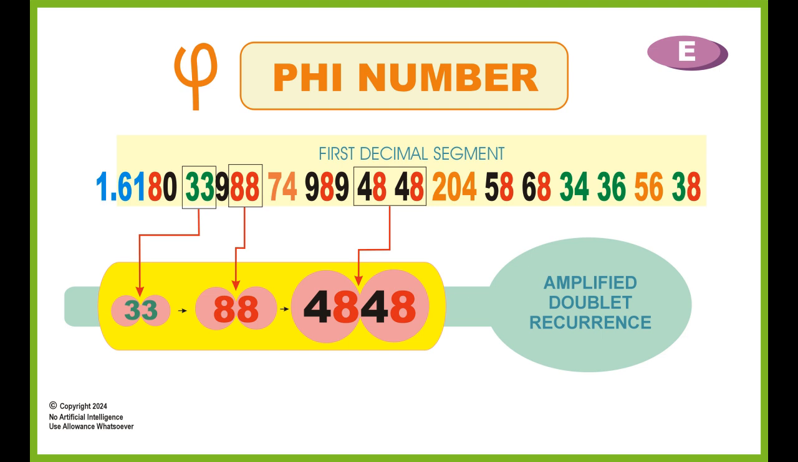Number 88 is still a two-digit state, but a larger number. And number 4848, an even much larger number, is a double-digit doublet. Therefore, here we see that recurrence takes an increasingly amplified value, up to the compounded doublet state.